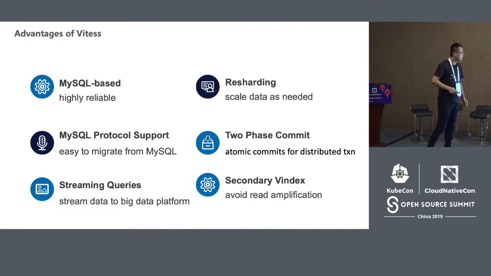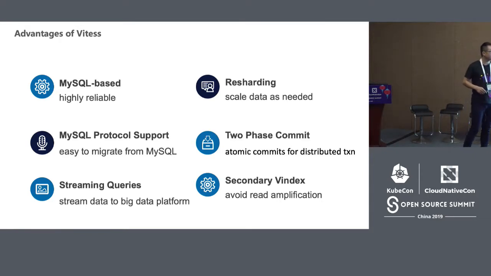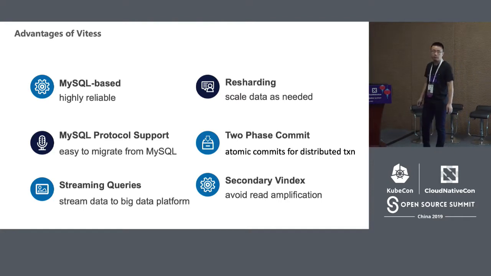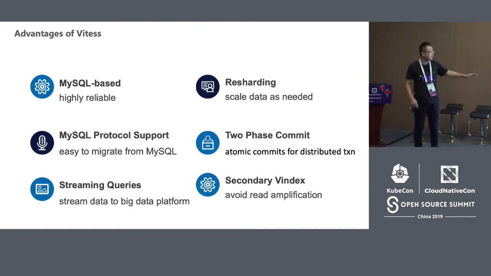And next is resharding, the two-phase commit, and also the secondary Vindex. For the next three parts, I'm going to talk about them in detail. Resharding is doing the data segregation. For example, originally we have 2 shards, but there is too much data, so I need to divide it into 4 shards. We are able to use resharding to do that. And next is the two-phase commit. It can ensure atomic commits and also avoid any replication issues during the commits.